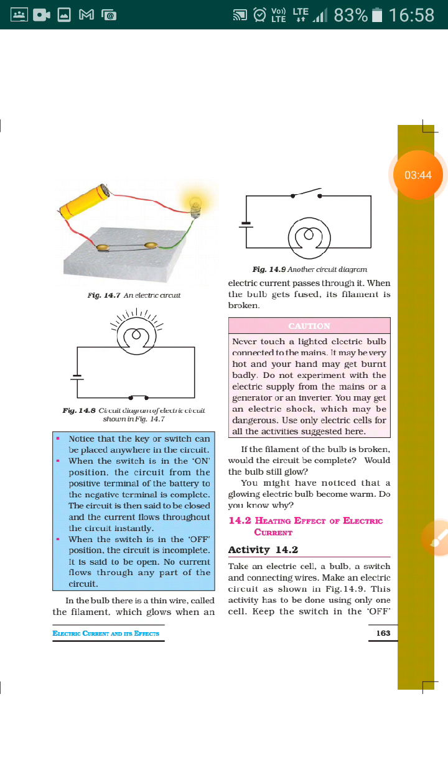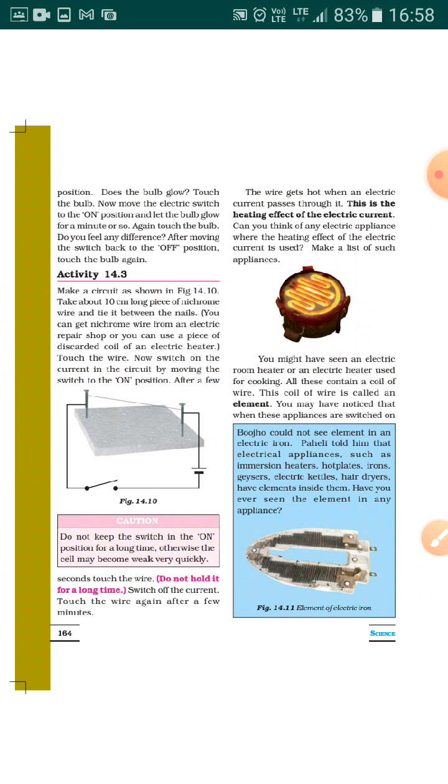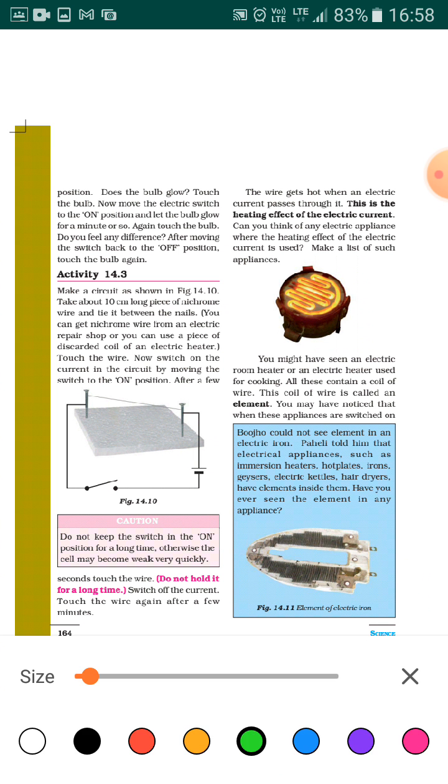So as we know, this chapter is all about the effects of the electric current, and I told you there are three effects of electric current: heating effect of electric current, magnetic effect of electric current and chemical effect of electric current. So we will first start with the heating effect of electric current. So how can we see the heating effect of electric current? So this is a good example.